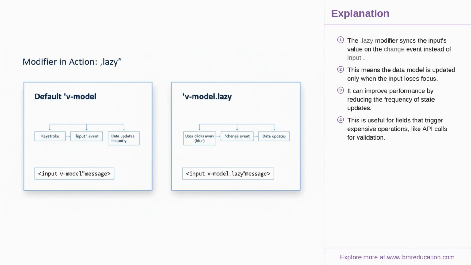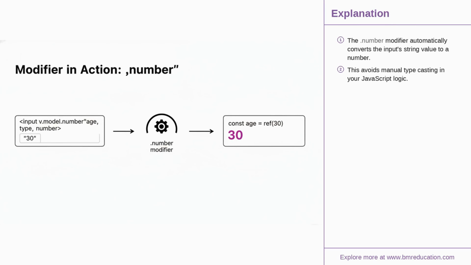By default, v-model syncs data on every input event, meaning every keystroke. The .lazy modifier changes this to sync only after a change event, which for text inputs typically occurs when the field loses focus. This is useful for performance-intensive tasks or when you only want to validate after the user has finished typing. Next is the incredibly helpful .number modifier.